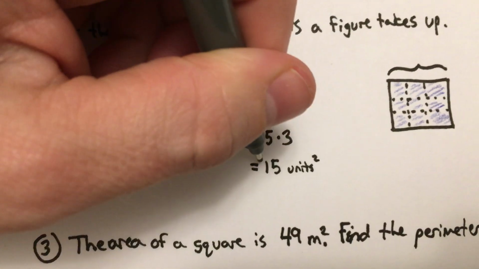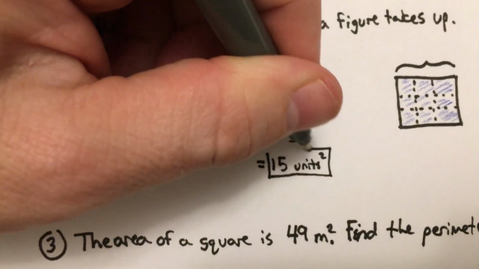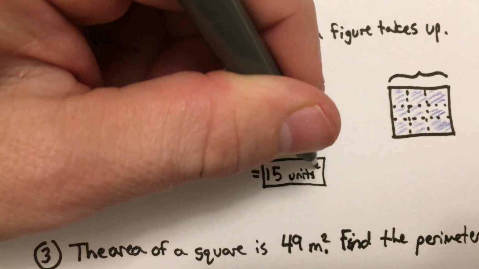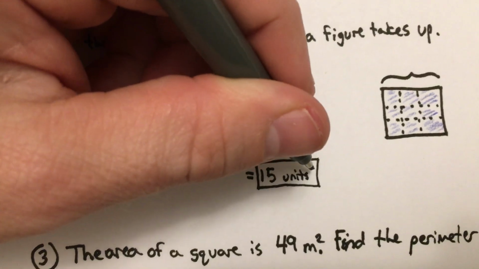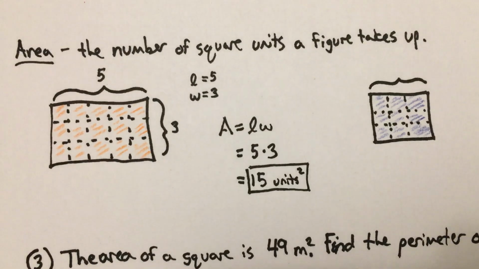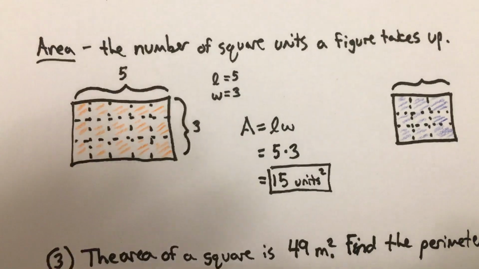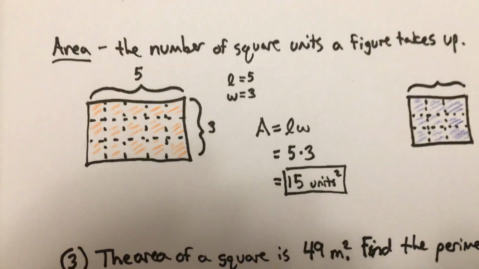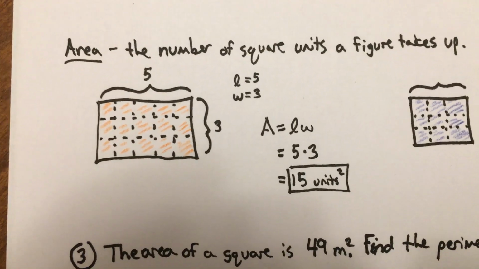Now the way we're going to write our answer down is we would write the unit and then we put an exponent of 2 to show that it is a square unit of measurement. So that is how we would calculate the area of any rectangle.